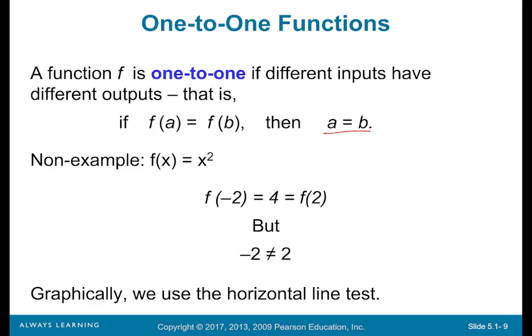It's kind of easier to see a non-example of one-to-one. Let's suppose we have f of x equals x squared. Then f of -2: -2 squares to 4. And f of 2: 2 also squares to 4. So you have two things that map to 4, but -2 clearly does not equal 2. So this function, f of x equals x squared, is not one-to-one. Graphically, we're going to use something called the horizontal line test.